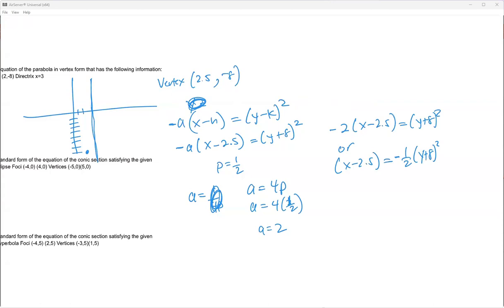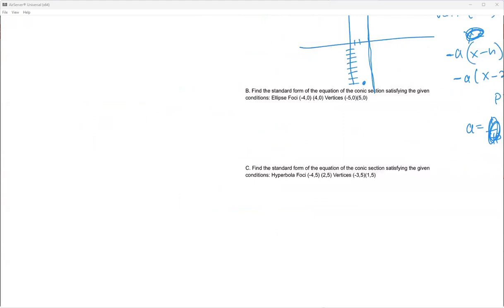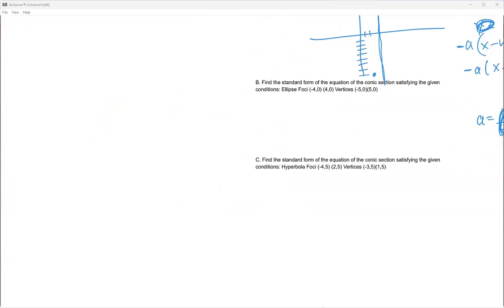We good? Okay, here we go. Letter B, we have an ellipse with a focus of (4, 0). So we have negative 4, 0, and then the vertices are at 5, so it'd be right here and right here. So the c is equal to 4, the a is equal to 5, and our h and k is 0, 0, right?